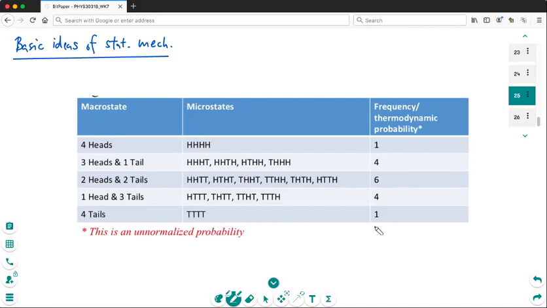And this number here is called a frequency. Another term is thermodynamic probability. This is not the normalized probability because they don't sum to 1, but still it tells you the relative chance to have a particular macro state. So this is the macro state corresponding to 2 heads and 2 tails.